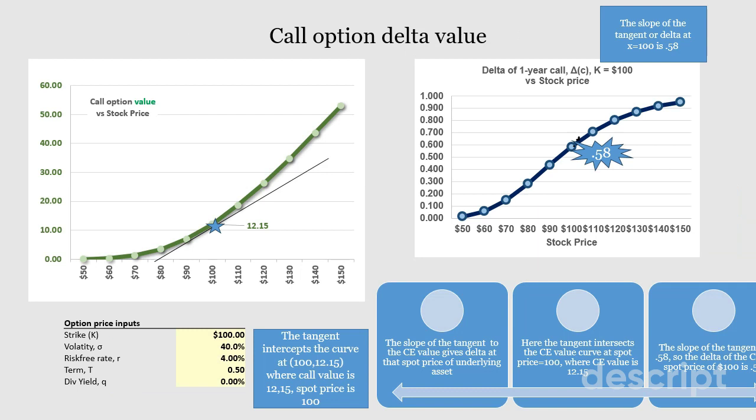The second graph shows the spot price on x-axis and delta values on y-axis. The slope of the tangent is 0.58. So the delta of the call option at spot price of 100 is equal to 0.58.